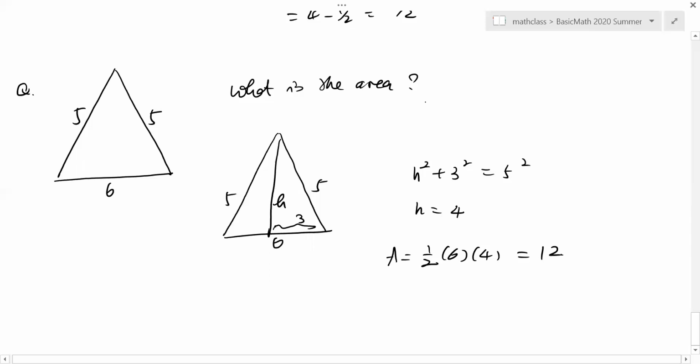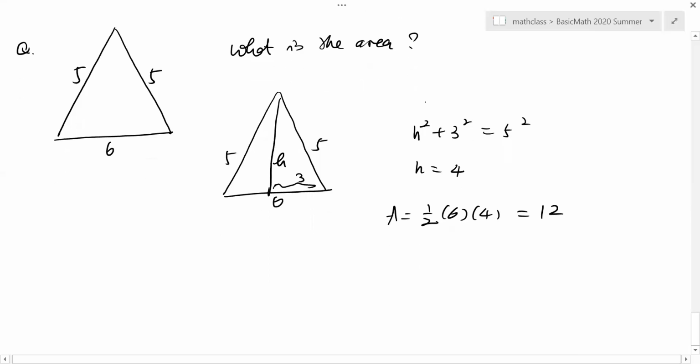Okay, Calvin. Okay, so now if you use this idea, you can find the area of more generalized isosceles triangles. Just the height might not be a rational number. Okay.